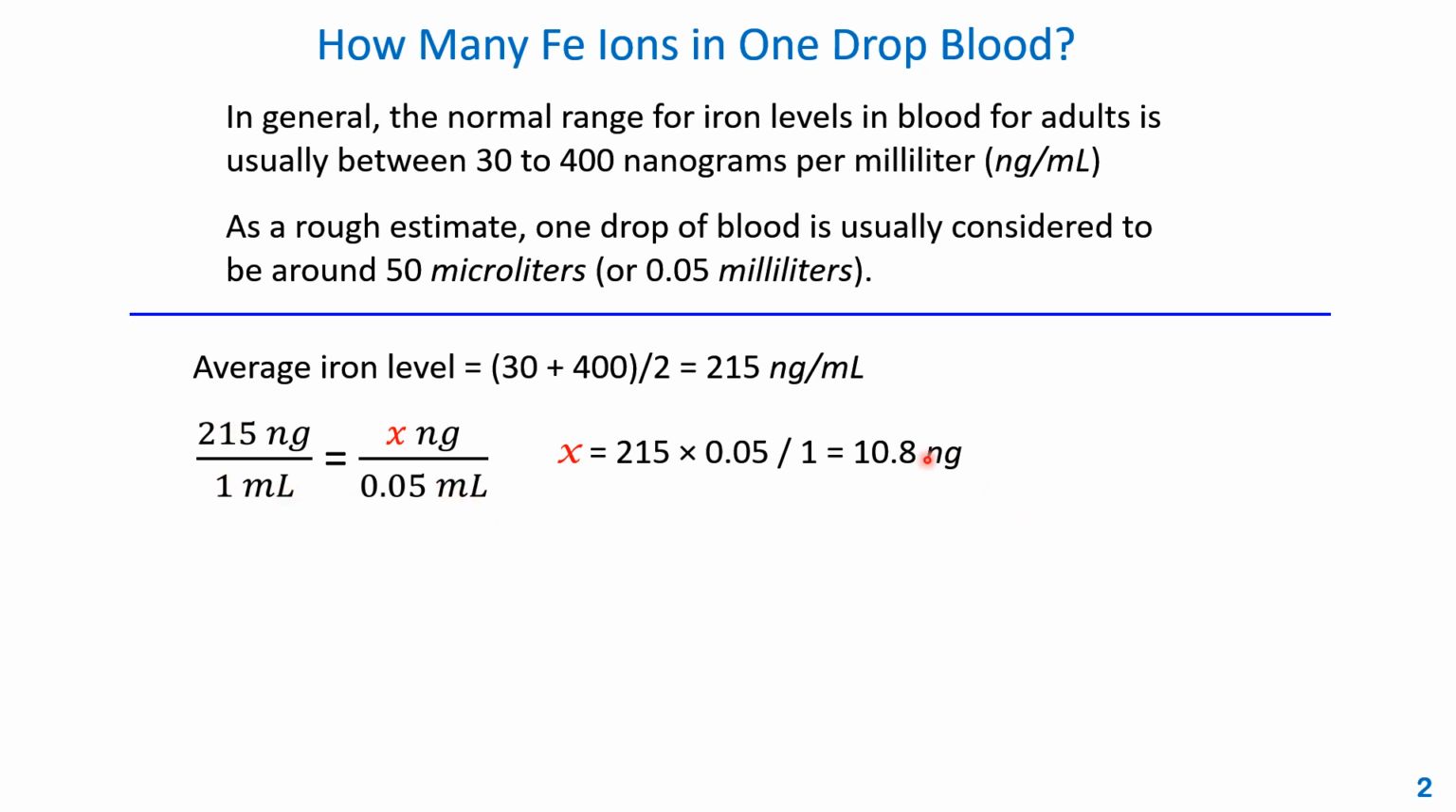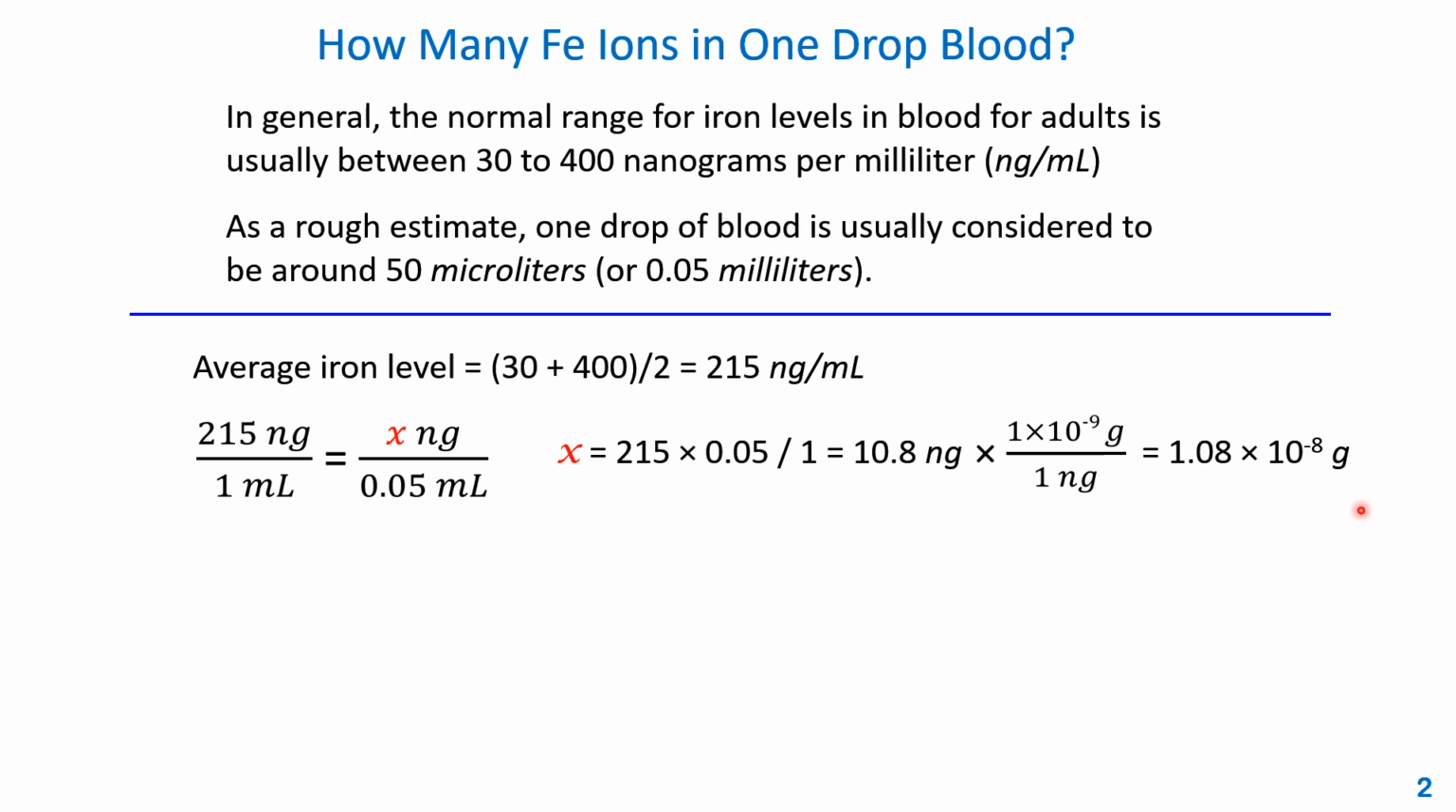Okay, so we have this nanogram amount. We do need to convert this to grams, because when you calculate the moles from mass, it's the mass in grams divided by molar mass. We know 1 nanogram equals 10 to the negative 9 grams. So we can convert this to grams: 1.08 times 10 to the negative 8.